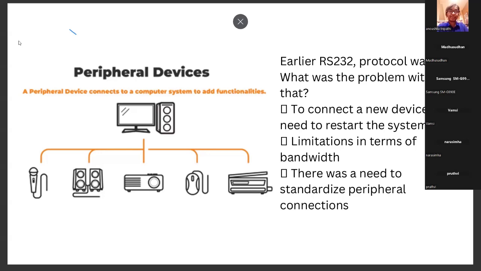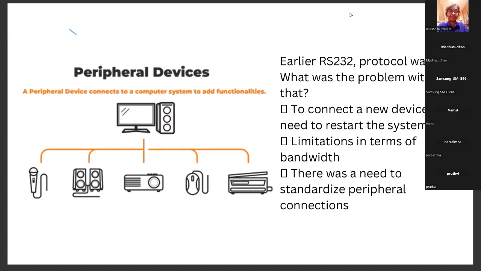A peripheral device connects to a computer to add functionalities. So basically, these are the external devices connected to our computer. Earlier, the RS232 protocol was used. So what was the problem with that? To connect a new device, we needed to restart the system. There were limitations in terms of bandwidth, and there was a need to standardize peripheral connections.